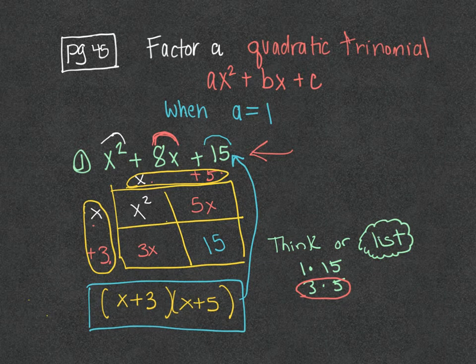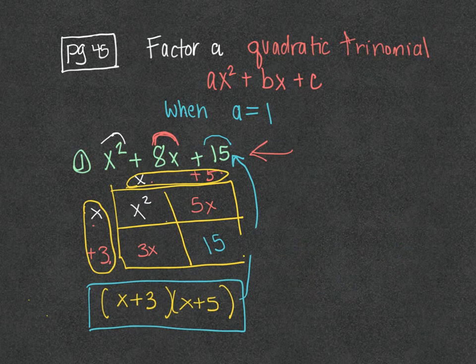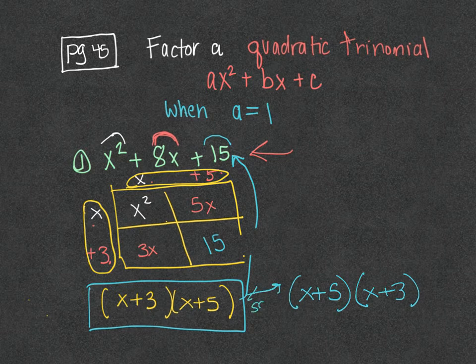Keep in mind, just like we've worked before, that if you had written out your answer as x plus 5 times x plus 3, this is the exact same thing. That multiplication property is what we call commutative, and so the order does not change the product. Okay, let's look at a couple more examples.